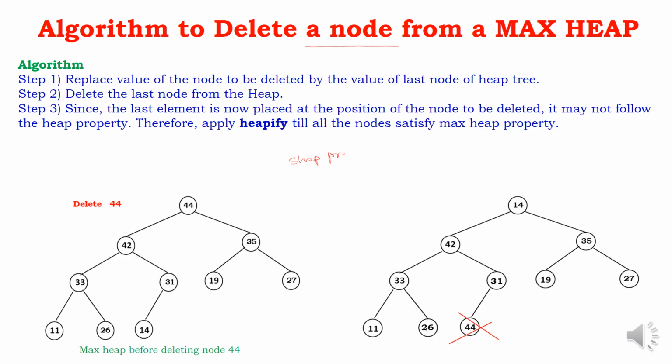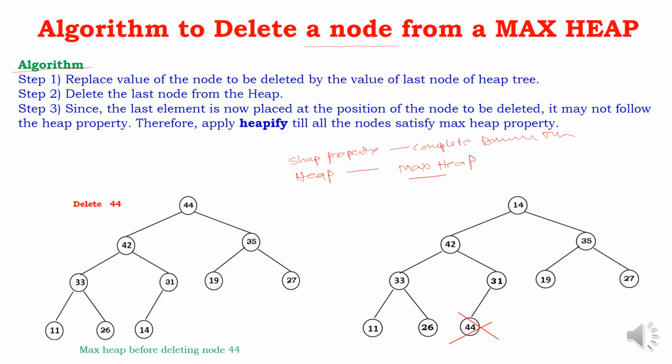Shape property and heap property. Shape property is a complete binary tree and heap property is max heap. Suppose if we select a max heap and if we have a target node to be deleted, delete that node. After deletion of the node, the remaining nodes should form again a complete binary tree, that too a max heap. So for this there is an algorithm.